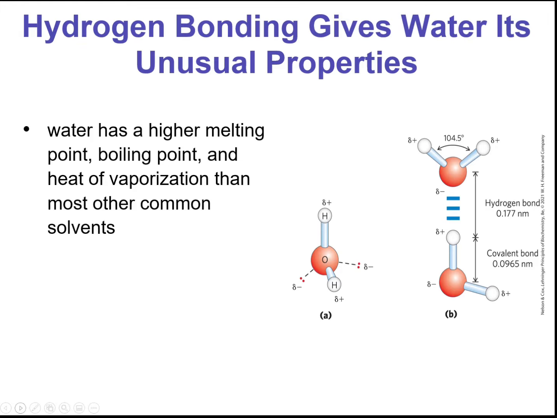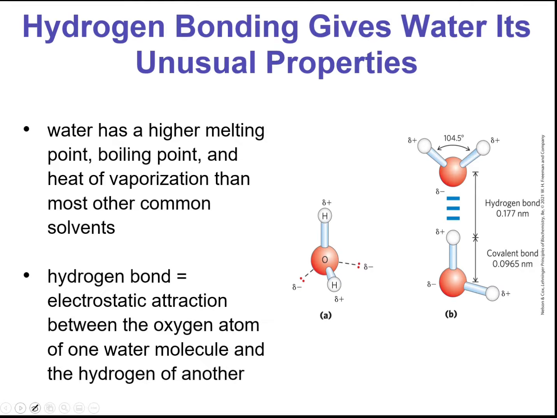Now we'll talk about the unusual properties that water has. It's got a high melting point, boiling point, and heat of vaporization that's higher than most other common solvents. And that is due to hydrogen bonding. But the hydrogen bonding that we're talking about is not within the molecule itself. We're talking about 2 molecules of water, like in figure B here.